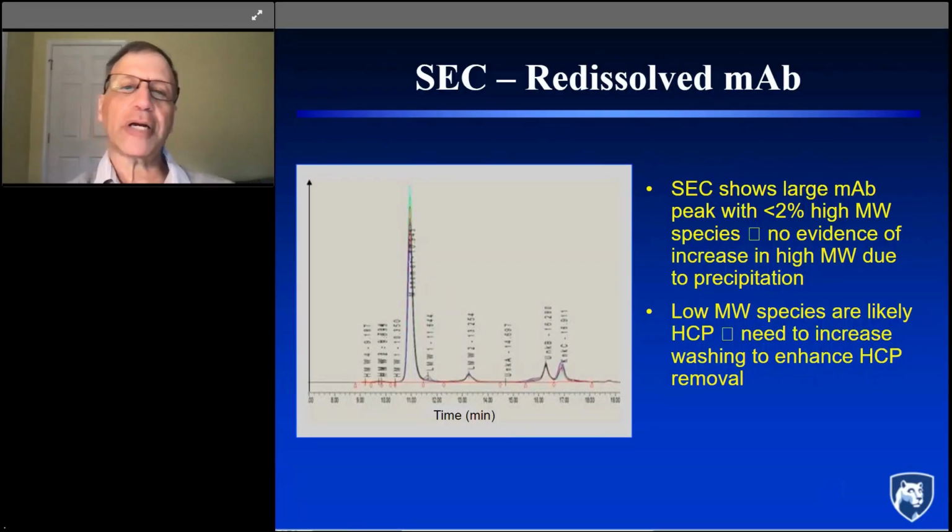This is early work showing a size exclusion chromatograph of the purified monoclonal antibody product. You can see the antibody is the large peak that's present in the SEC. There is a small amount of host cell protein, which are still present in the system. We think these low molecular weight species could still be removed, but it would require increasing or enhancing the washing step that we're using for the purification of the precipitated protein.